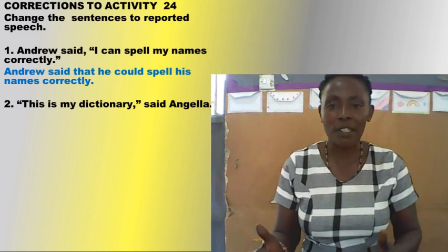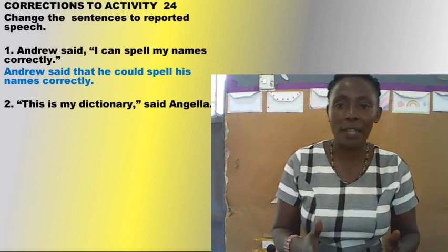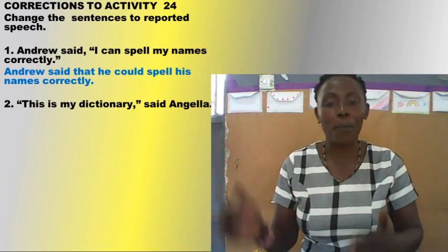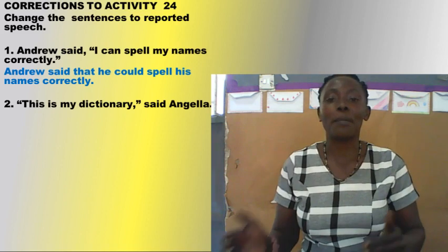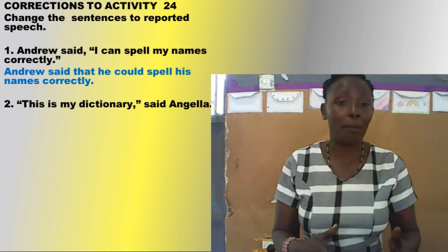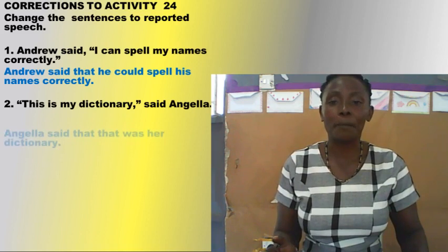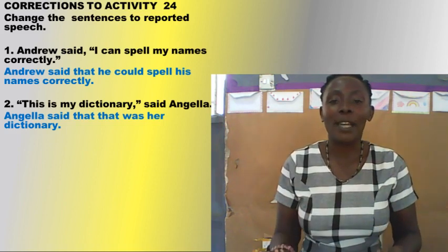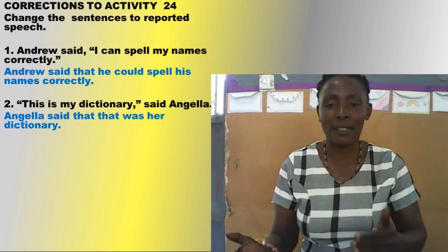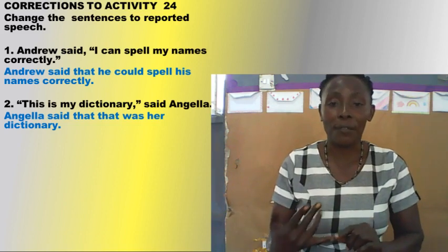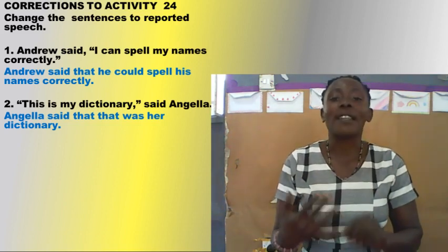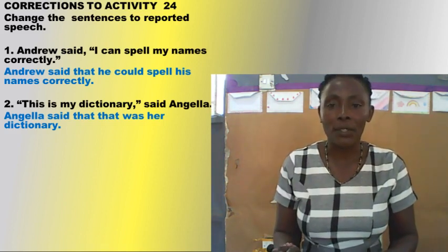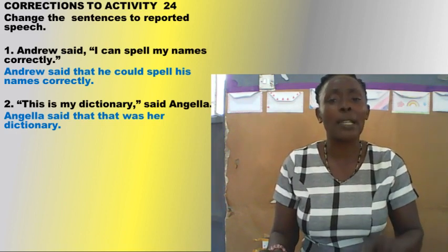So we have to make some changes. We begin by this, that must be changed to that. We have our helping verb is, that must be changed to was. We have our pronoun my, that must be changed to her, because we're talking about Angela, who is a she. So the answer has to be, Angela said that was her dictionary. You may wonder, why do we have that twice? The first that is a conjunction. The second that is the word that has begun our actual words.